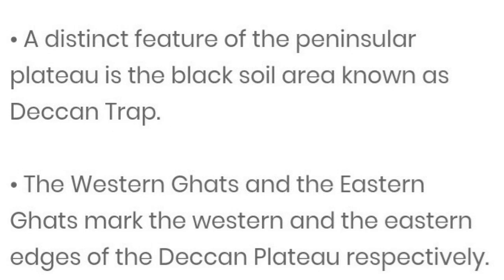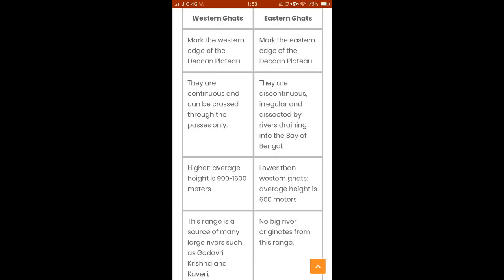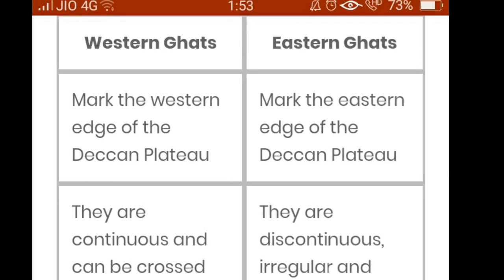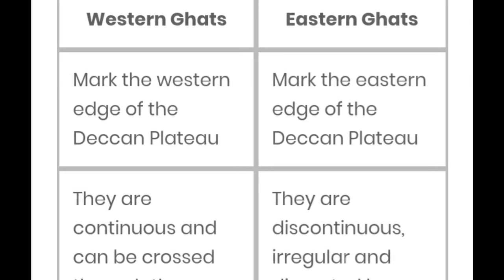So now we will look at the difference between the Western Ghats and the Eastern Ghats. Let's begin with the difference. The Western Ghats mark the western edge of the Deccan Plateau, and the Eastern Ghats mark the eastern edge of the Deccan Plateau.